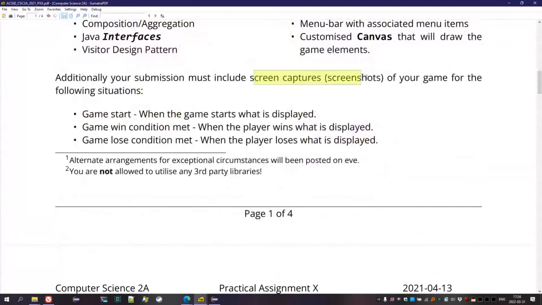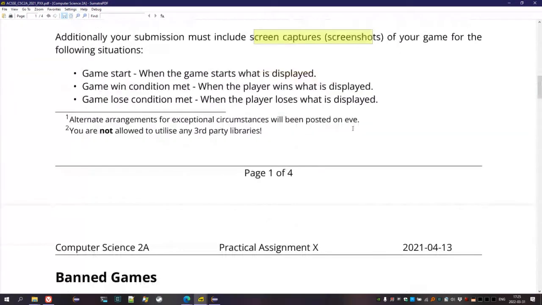Some other things, this is more for us to check things. You have to include some screenshots, screen captures of your game. Just a picture showing the game at the start, winning and losing. That's just pictures of the actual running game.